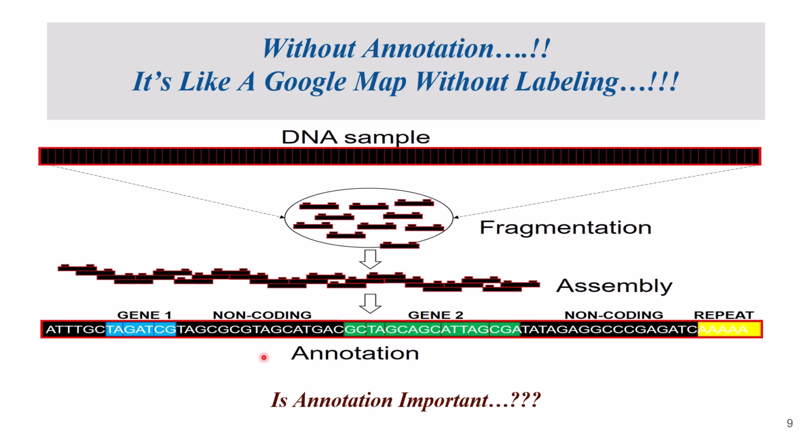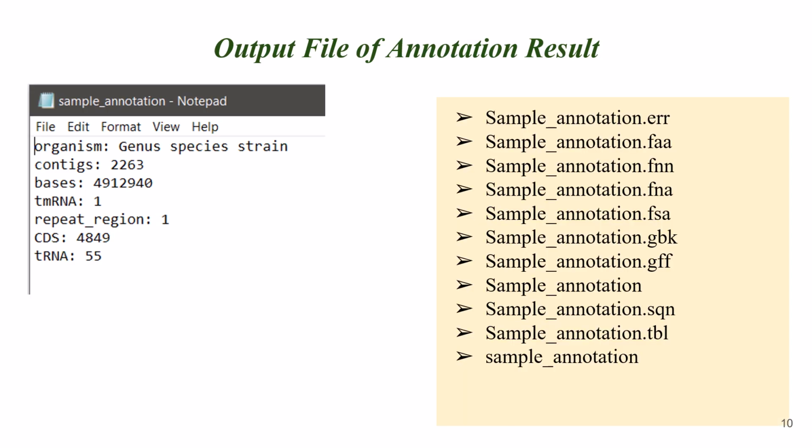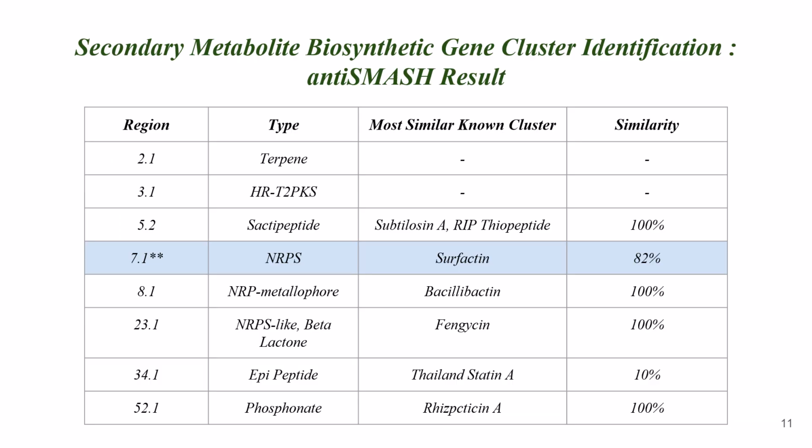After annotating our data, we know which part will code for a gene, which is the non-coding part, which is the repeated part, and so on. These are the results we got from Prokka annotation, and among all the files we used the GenBank file for antiSMASH. After running antiSMASH, in region number 7.1, the type we found is NRPS, which is known as non-ribosomal peptide synthetase. It has 82% similarity with a cluster called surfactin. Surfactin is a potent biosurfactant found to be produced in Bacillus species.